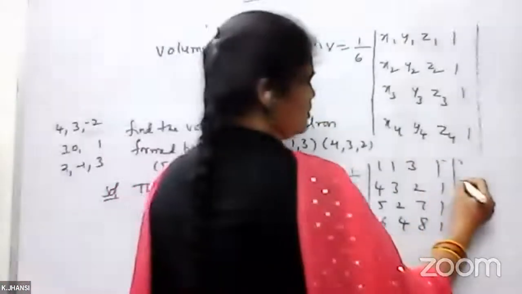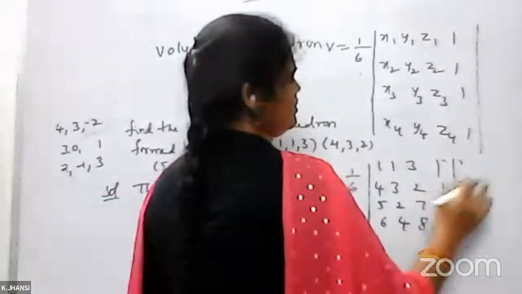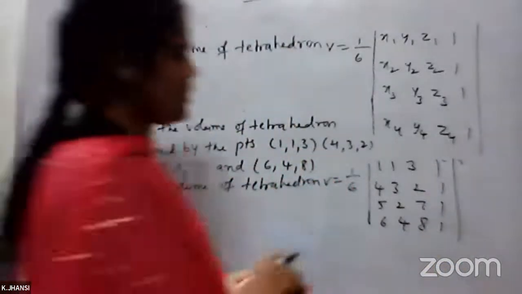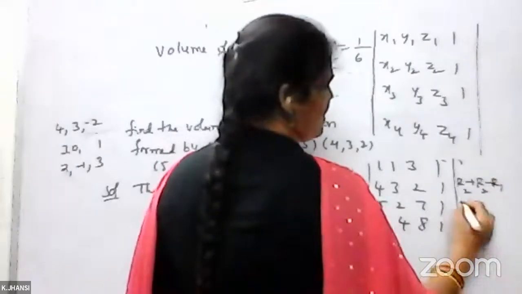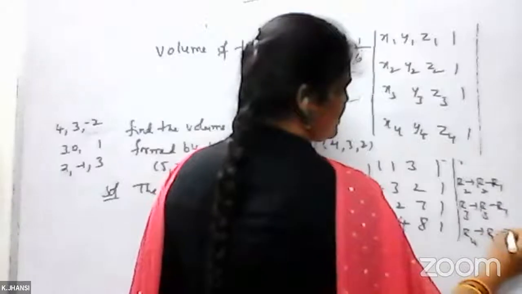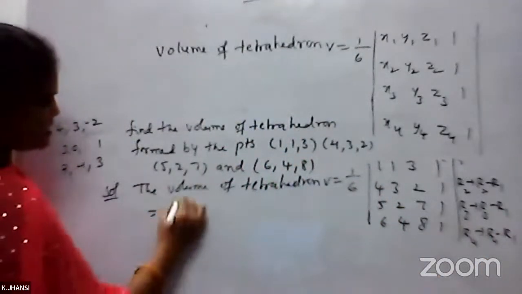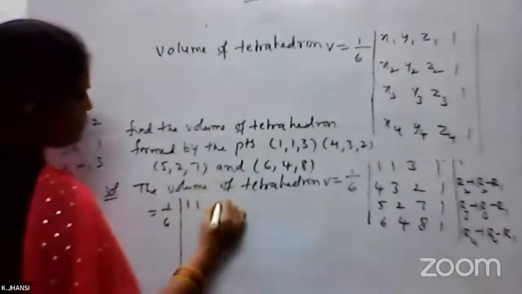You can do this with the help of row operations. R2 becomes R2 minus R1, next R3 becomes R3 minus R1, and R4 becomes R4 minus R1. So it equals 1 by 6. The first row you keep like that only: 1, 1, 3, 1.